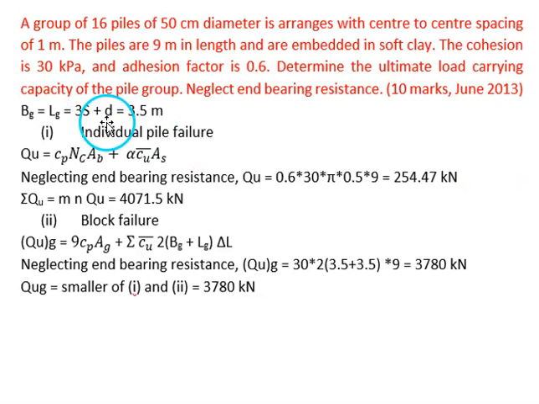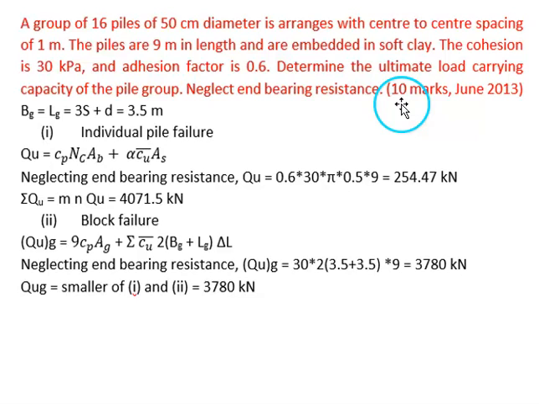There is one example. A group of 16 piles of 50 cm diameter is arranged with a center to center spacing of 1 meter. The piles are 9 meter in length and are embedded in soft clay. The cohesion is 30 kPa and the adhesion factor is 0.6. Determine the ultimate load carrying capacity of the pile group.